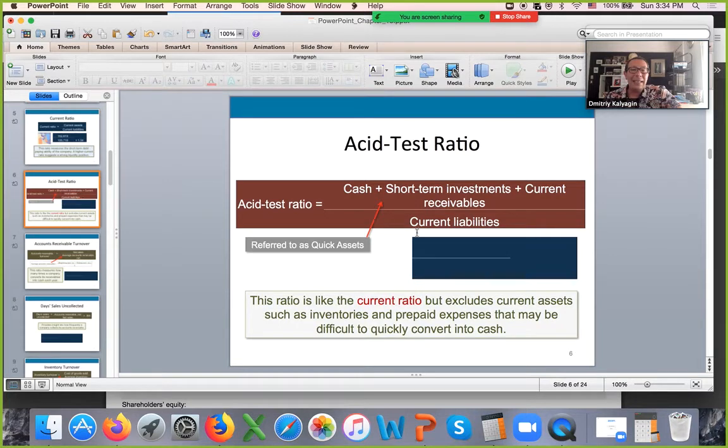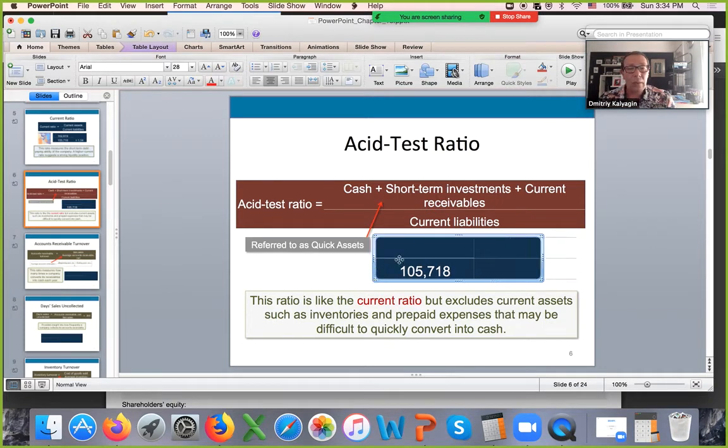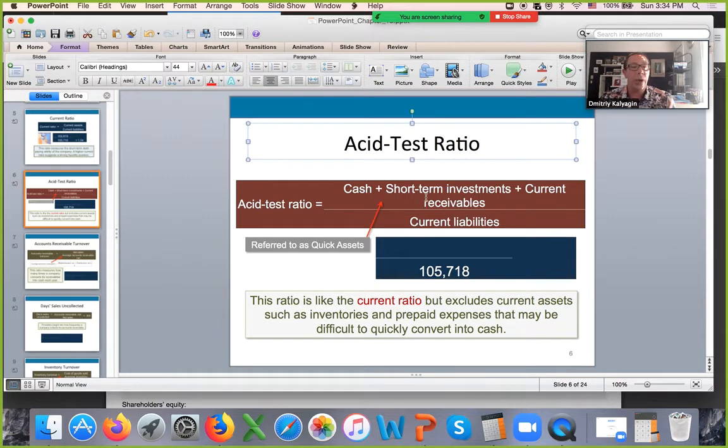So for the acid test ratio, our denominator remains the same. It's still current liabilities of 105,718. But for the numerator, we're going to use so-called quick assets. And quick assets are current assets above inventory. Usually these are the three groups. Not every business will have them.